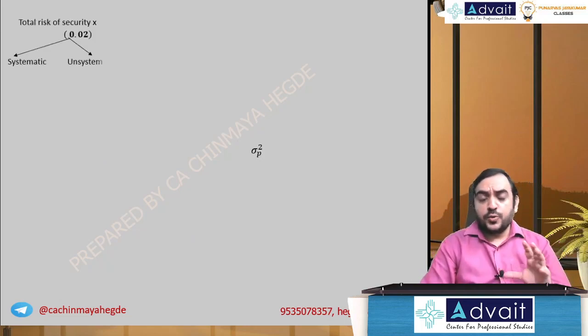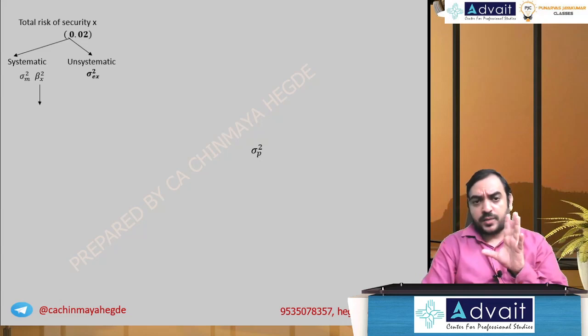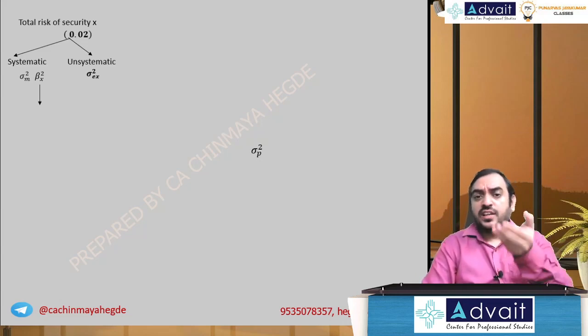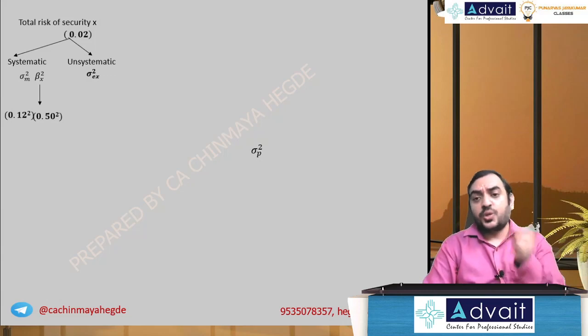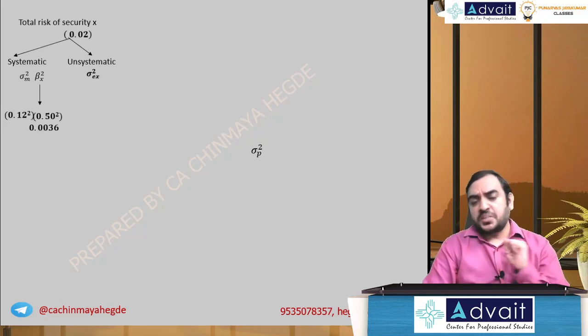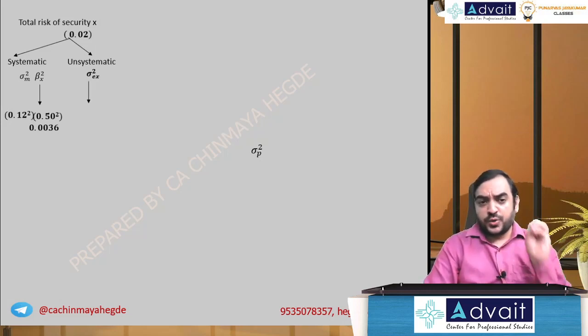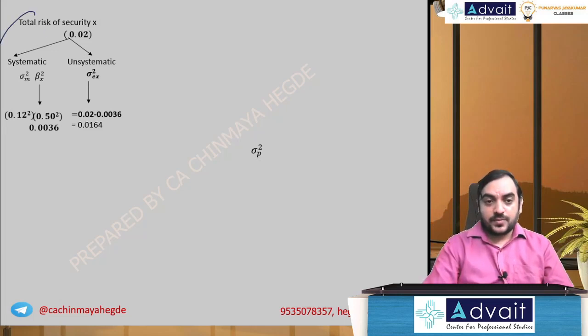Okay, so 0.02, we divide this into systematic and unsystematic. Systematic is market variance multiplied by beta squared. The balancing figure, the unsystematic part, is what we call residual variance. Now the beta of security X is 0.5, squared. Market variance, they say 12%, but we are doing it in decimals, so 0.12 squared. So calculate 0.12 into 0.12 into 0.5 into 0.5, you get 0.0036. So what is the balancing figure? Unsystematic risk is 0.02 minus 0.0036, that comes to 0.0164. So this is for security X.